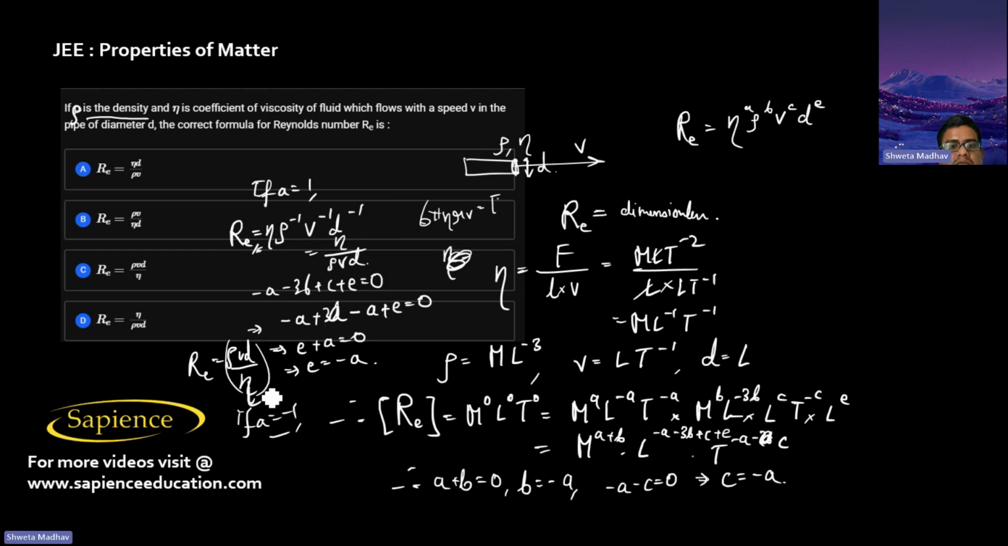So now, it means that either C or D we can take, but rho Vd by eta only we have to take. The correct formula for Reynolds number is rho Vd by eta. So option C is the correct answer.